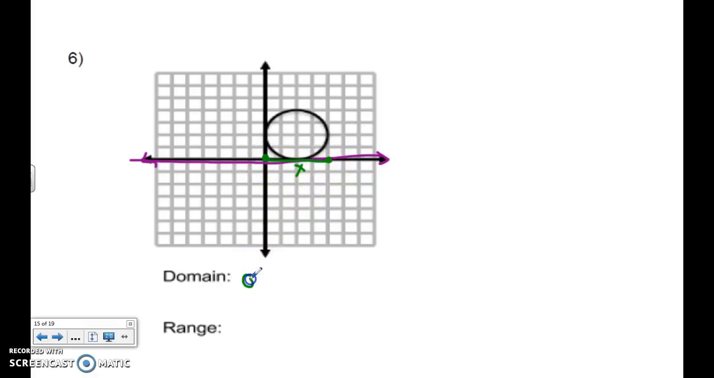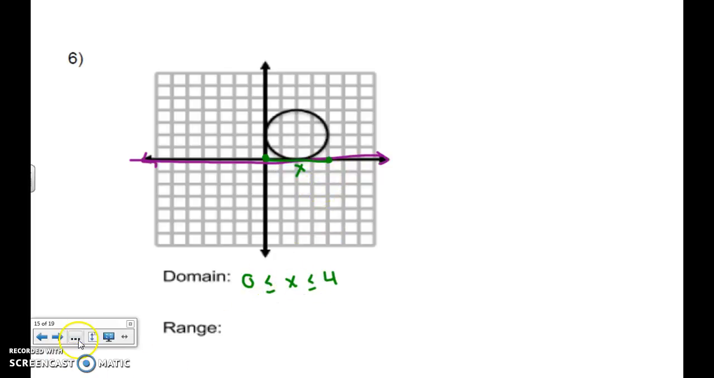So it looks like my first x value starts off at 0, because that's where the x and the y-axis intersect. And it's going all the way to 1, 2, 3, 4. All the way to 4, and it's less than or equal to. All of my x values are between 0 and 4.